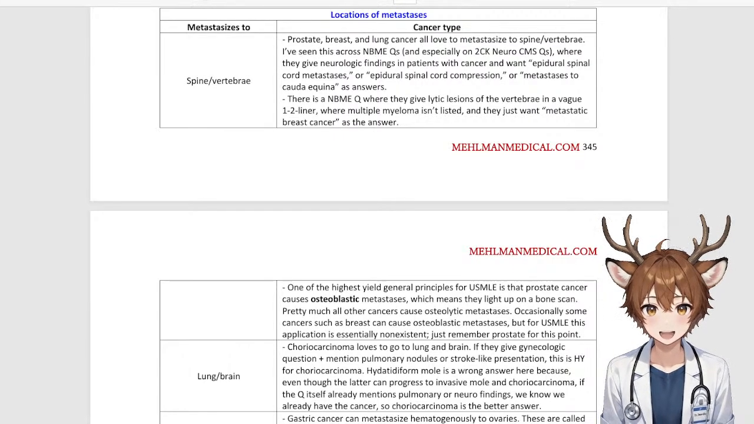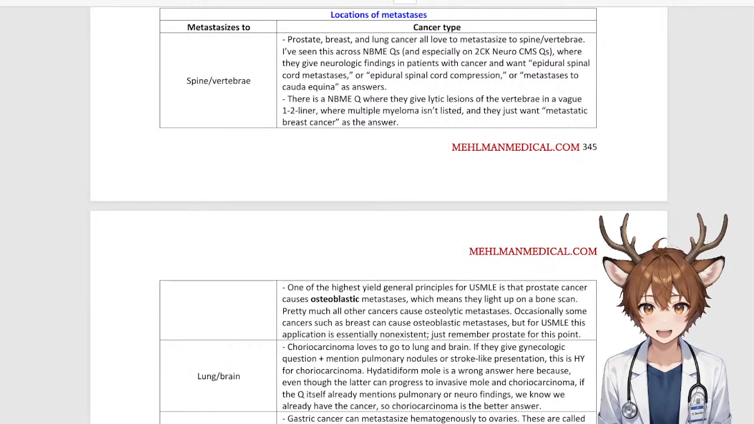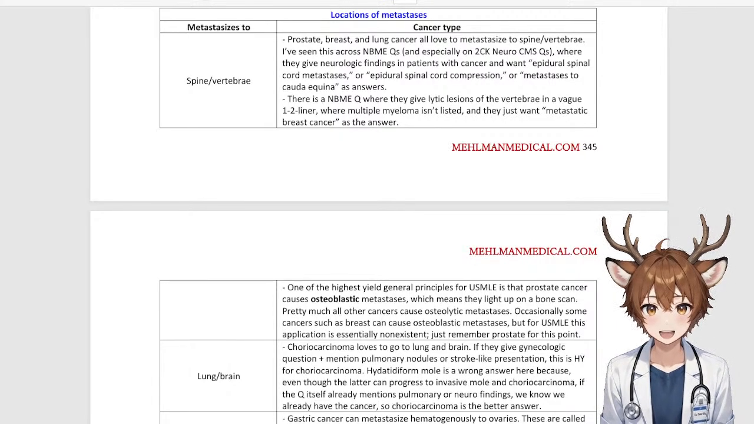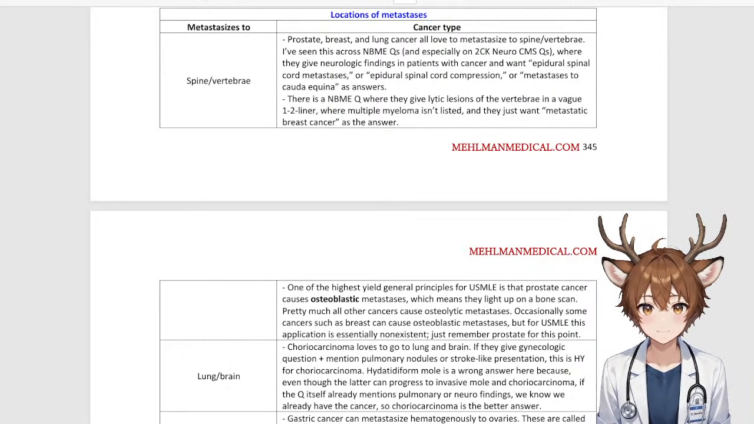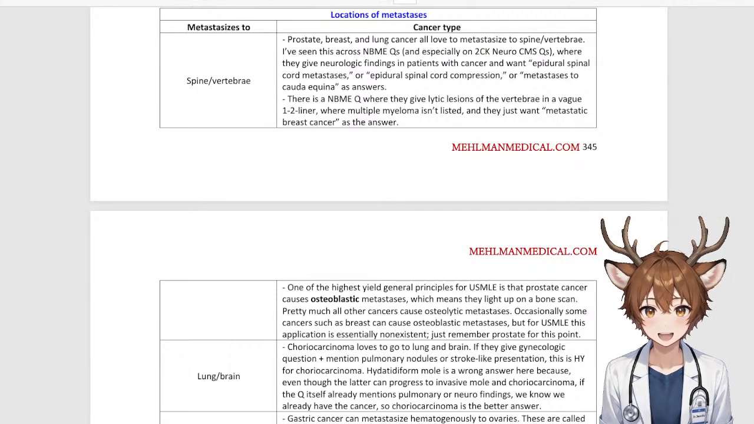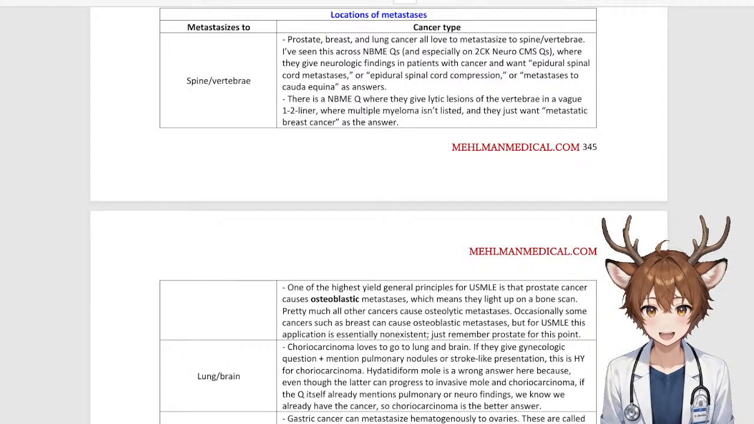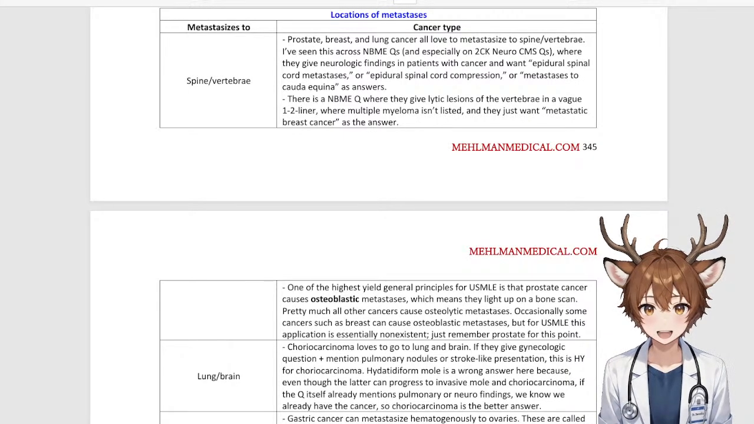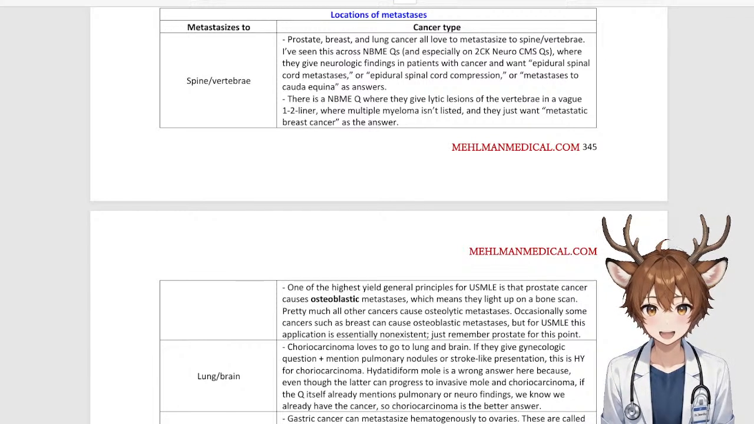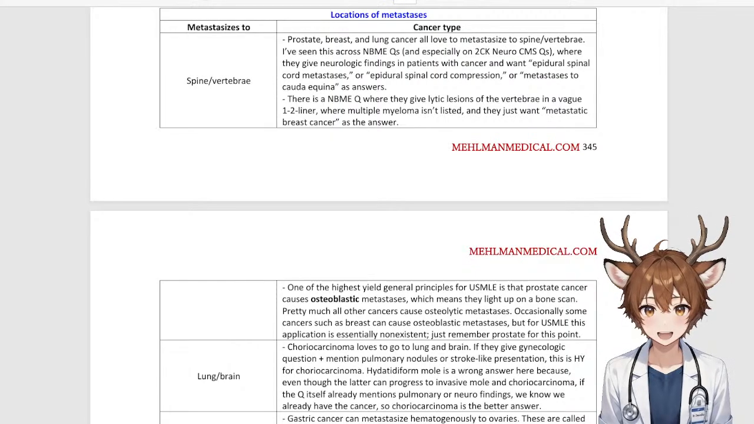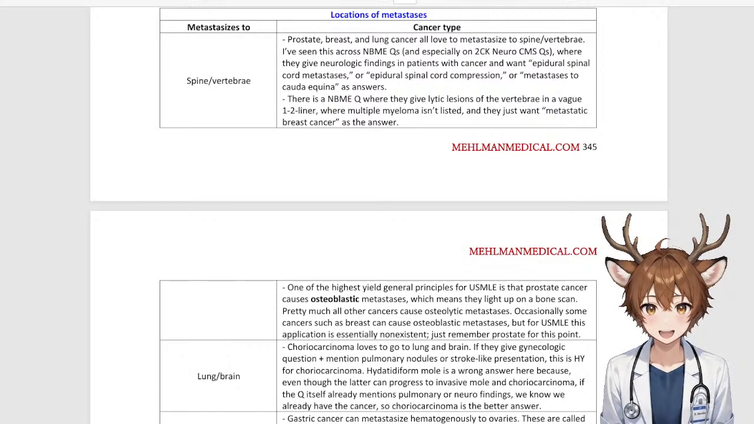Occasionally, some cancers, such as breast cancer, can cause osteoblastic metastases. I'm not sure if there's any other osteoblastic cancers, but that is not a common thing. Typically, it's osteolytic, the other way around, right? As I was saying, it might not be exclusive to that, but it is probably likely to be prostate cancer in that case. But for the USMLE, this application is essentially non-existent. Just remember the prostate for this point. So basically, if you see osteoblastic metastases for bone and it lights up, it is very, very likely to be prostate cancer.